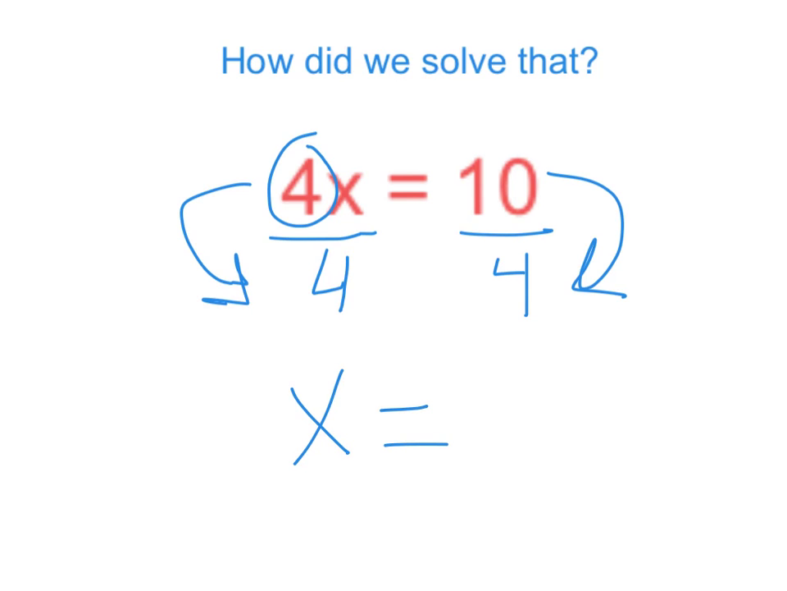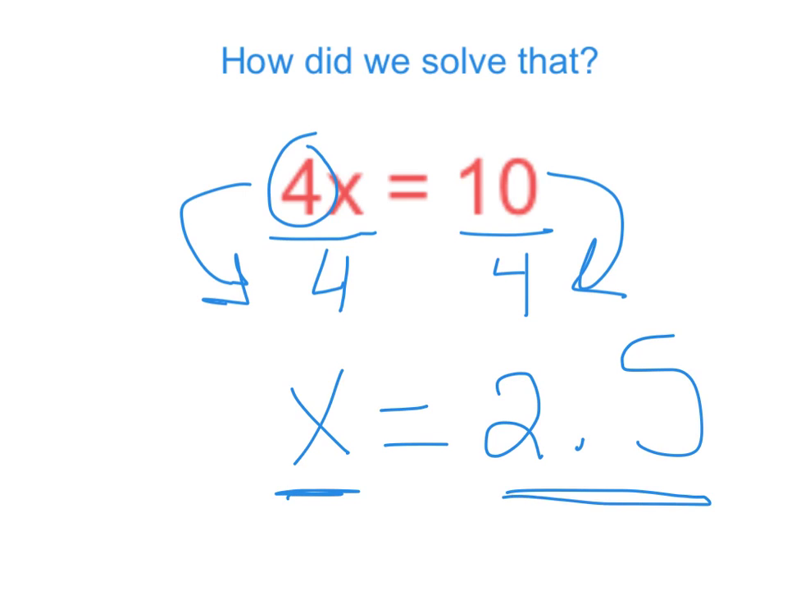Now what we will do is divide 10 by 4. This equals 2.5. Since x is isolated by itself and we have a number on the other side of the equal sign, this expression is balanced.